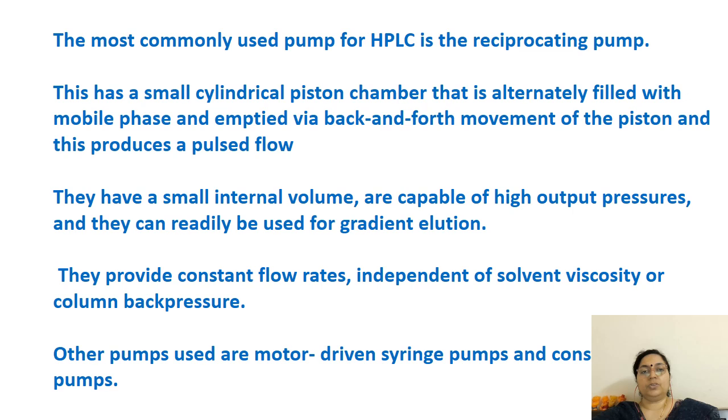Reciprocating pumps are most commonly used for HPLC, and this pump has a small cylindrical piston chamber that is alternately filled with mobile phase and then emptied via back and forth movement of the piston, and produces a pulsed flow. They provide constant flow rate independent of solvent viscosity or column back pressure. Other than the reciprocating pump, motor-driven syringe pumps and constant pressure pumps are also used for HPLC.